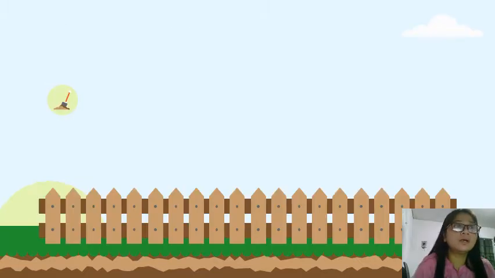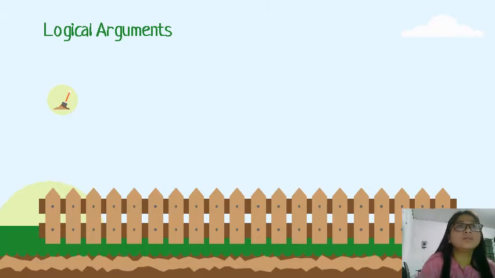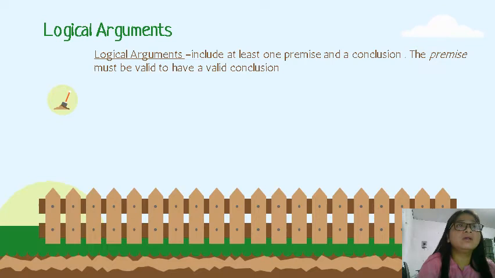Next, we have logical arguments. So what is a logical argument? A logical argument includes at least one premise and a conclusion. The premise must be valid to have a valid conclusion.